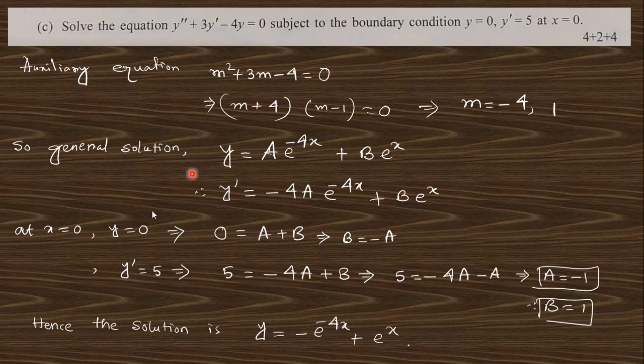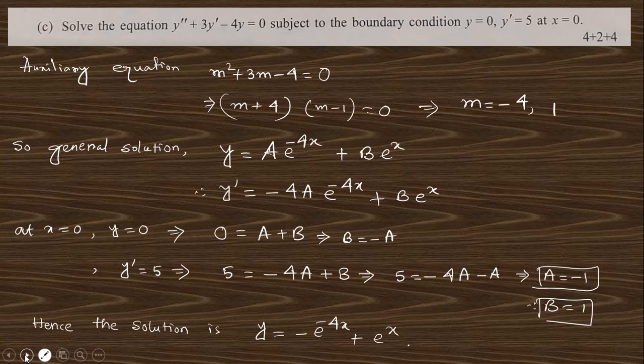So put this boundary condition, at x equal to 0, y equal to 0. On both sides you put y equal to 0 and x equal to 0, this will be 1, this also 1, so a plus b equals 0, so b equals -a. Another condition is y prime equals 5 at x equal to 0. Here this is 0 and this is b, you will get 5 equal to -4a plus b, and since b equals -a, put it here, you will get a equals -1 and b equals 1. Hence the solution is y equals minus e to the power -4x plus e to the power x.